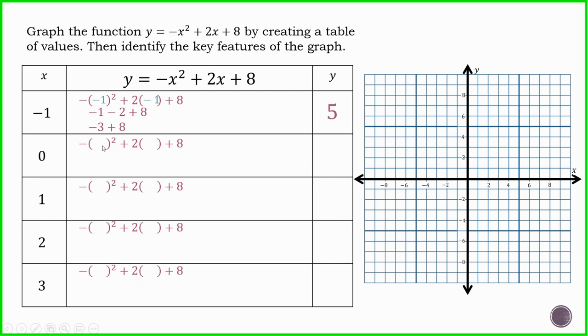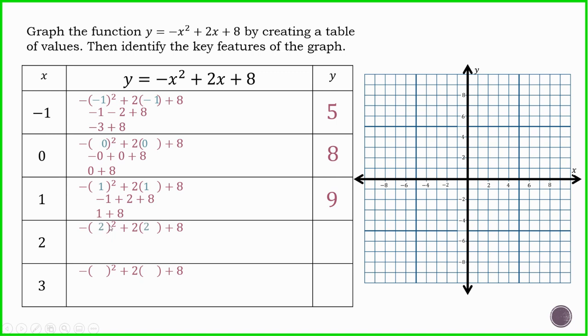Then substituting 0 in place of x, 0 squared is 0, times the -1 is -0, and then 2 times 0 gives us 0. Adding -0 plus 0 is 0. 0 plus 8 gives us 8. Substituting 1 in place of x, 1 squared is 1, and then we multiply that by -1, so we get -1. 2 times 1 gives us 2. Adding -1 plus 2 gives us +1. Add 8 gives us 9.